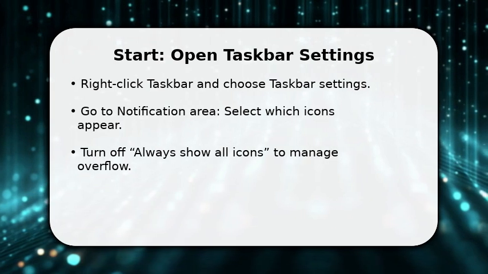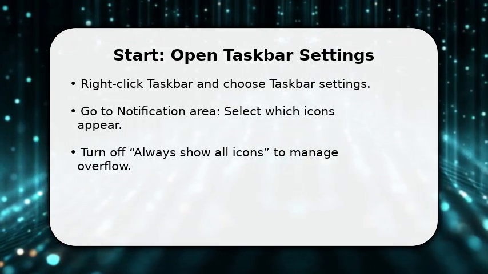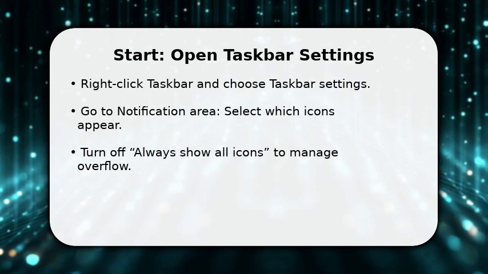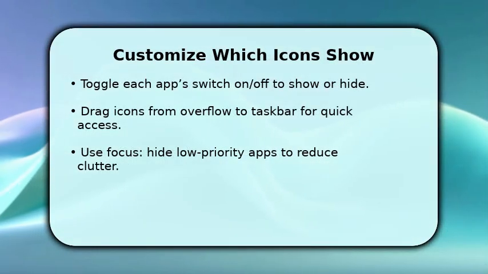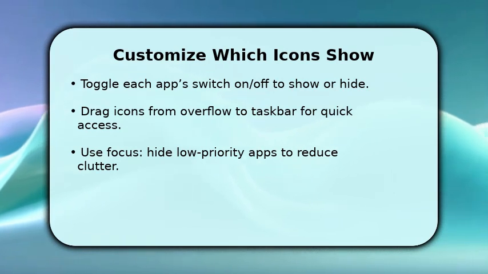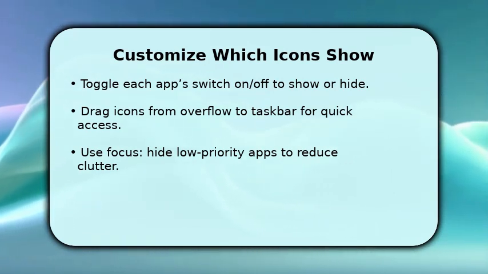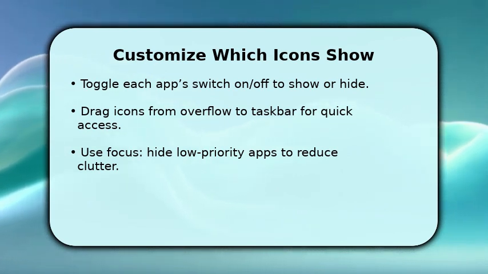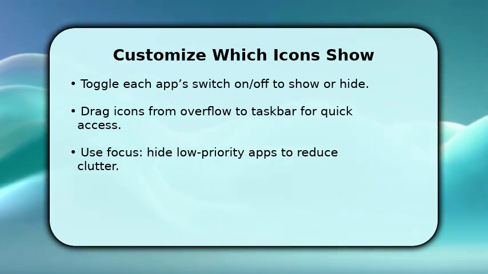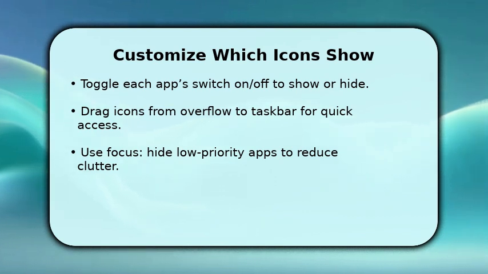Make sure to disable Always Show All Icons so Windows returns them to the hidden overflow. Now you'll customize individual icons. Flip each app's switch to decide if it appears on the main taskbar or stays hidden in the overflow. If an icon is already in the overflow tray, you can drag it onto the visible area for immediate access. Do that when you want persistent visibility.